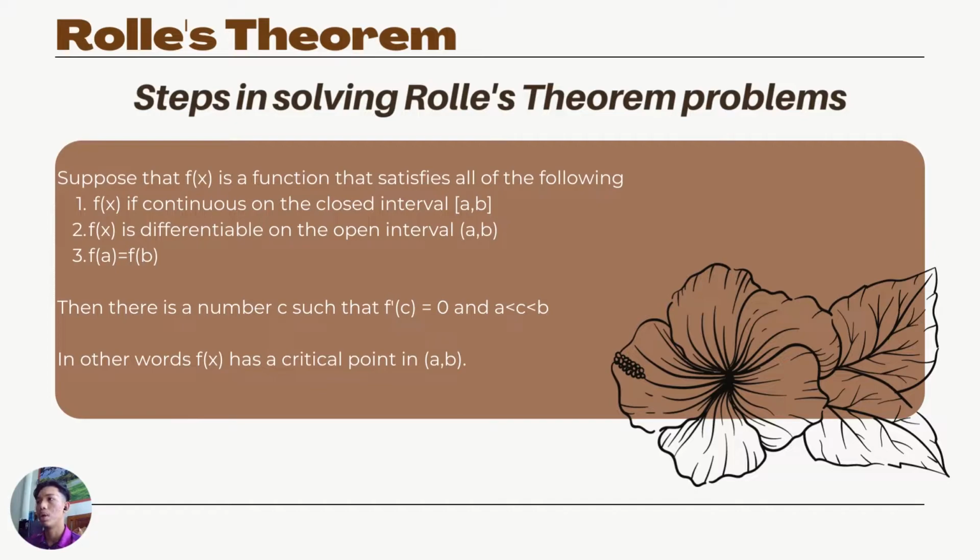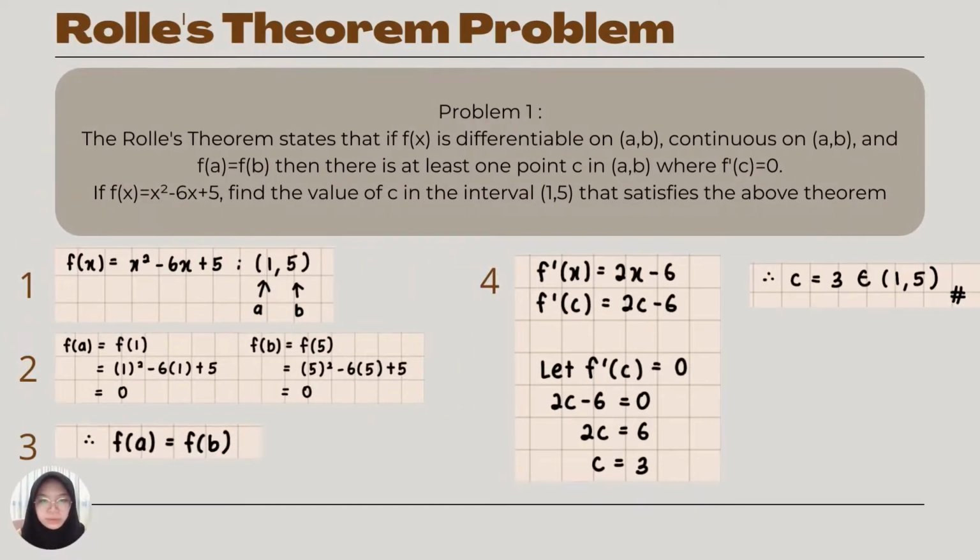Next, we are going to proceed with our problem solving. Here we have the first problem for Rolle's theorem. The question says that Rolle's theorem states that if f(x) is differentiable on (a, b), continuous on [a, b], and f(a) equals f(b), then there is at least one point c in (a, b) where f'(c) equals 0. If f(x) equals x squared minus 6x plus 5, find the value of c in the interval [1, 5] that satisfies the above theorem.